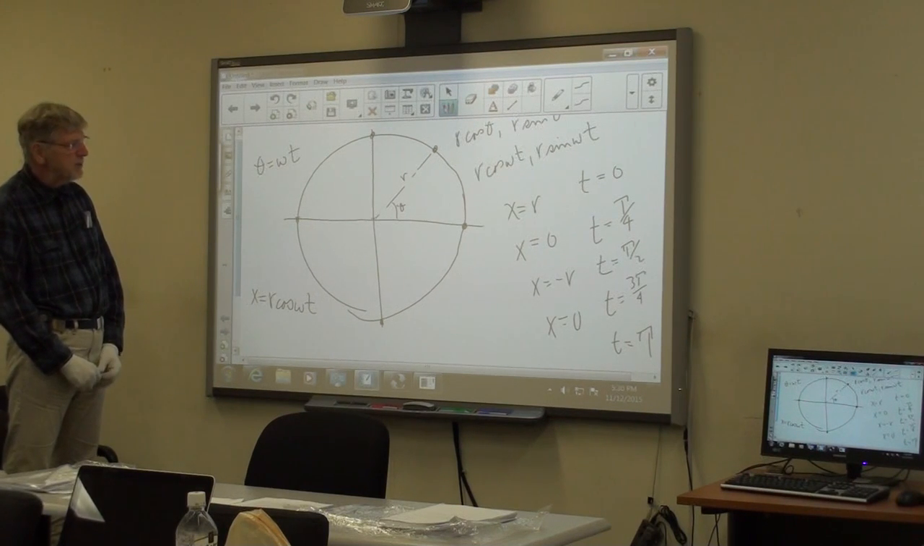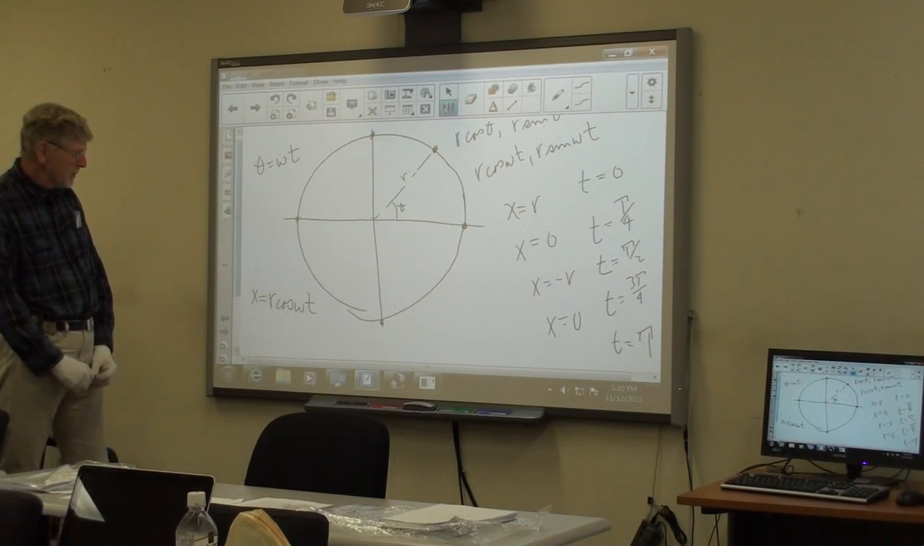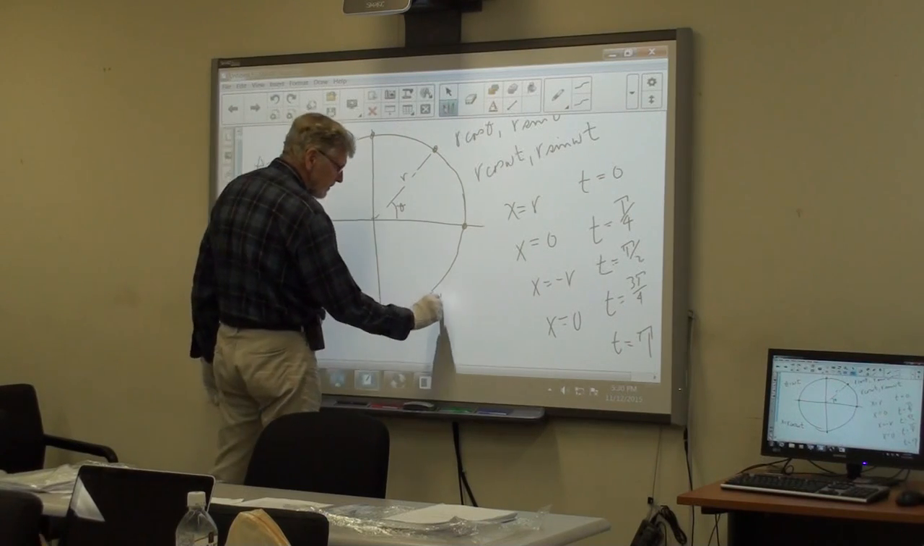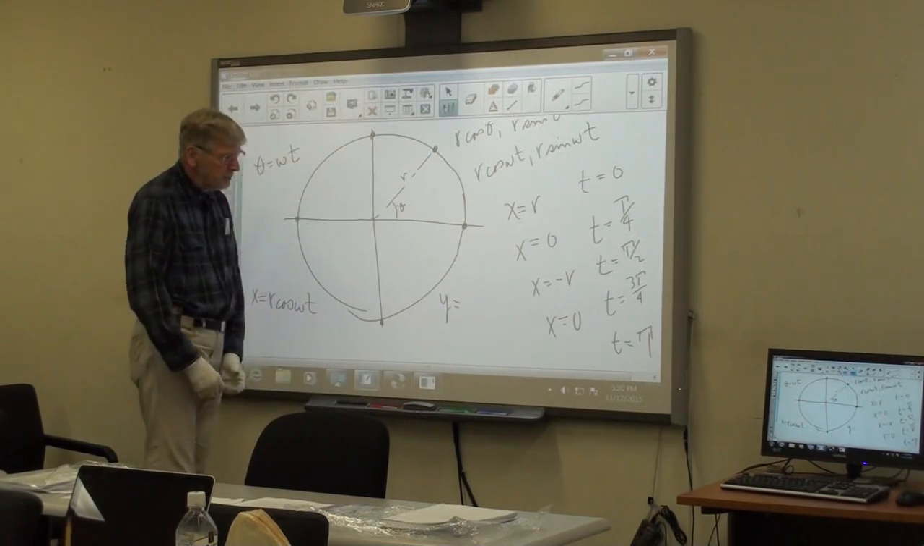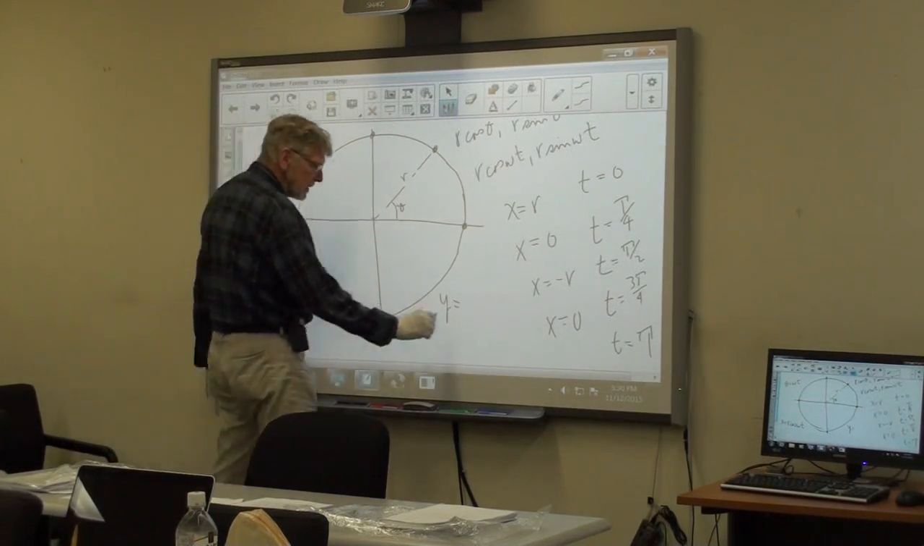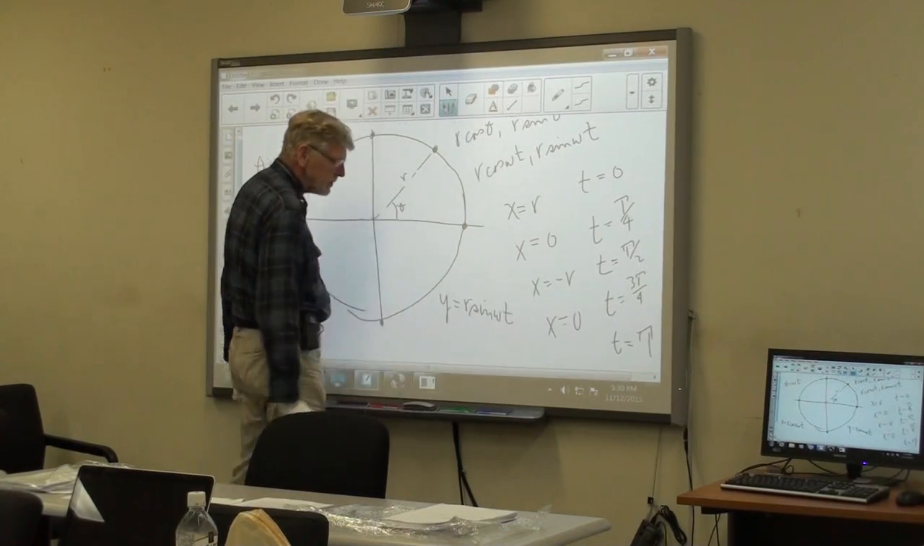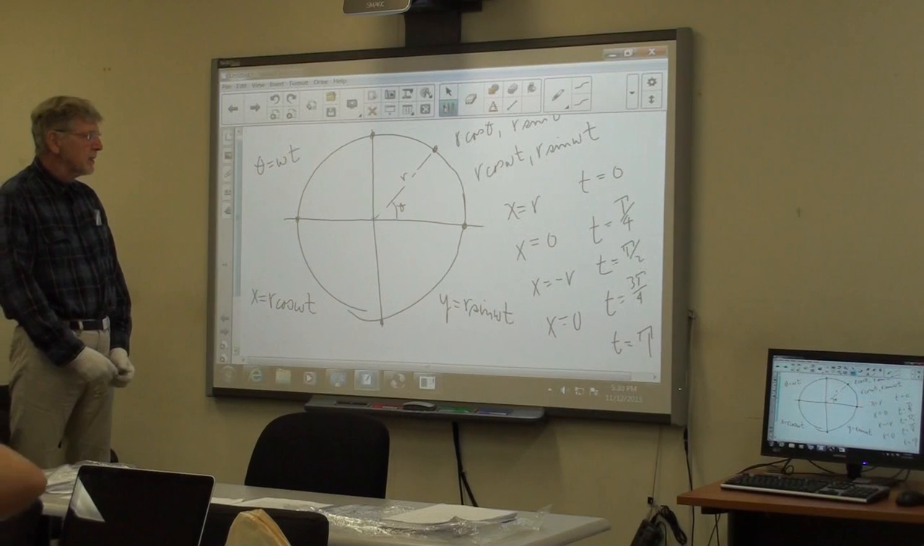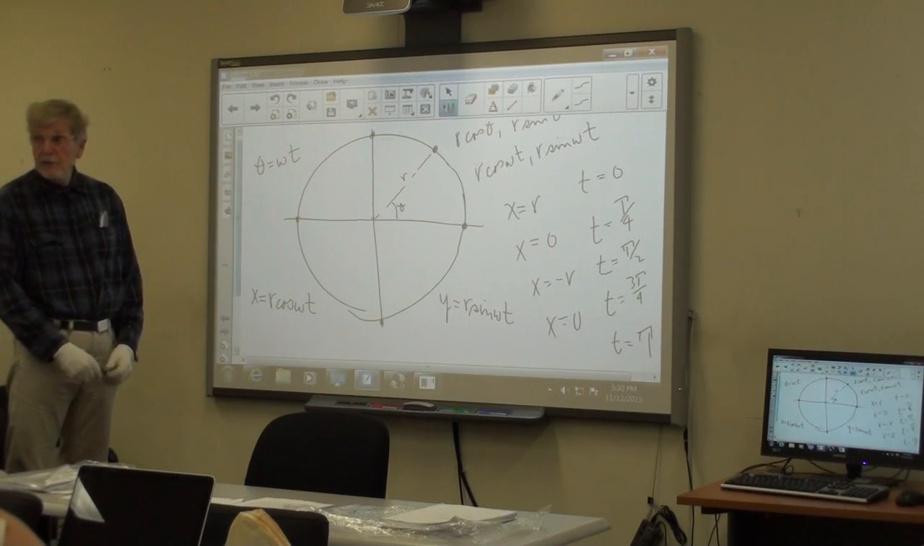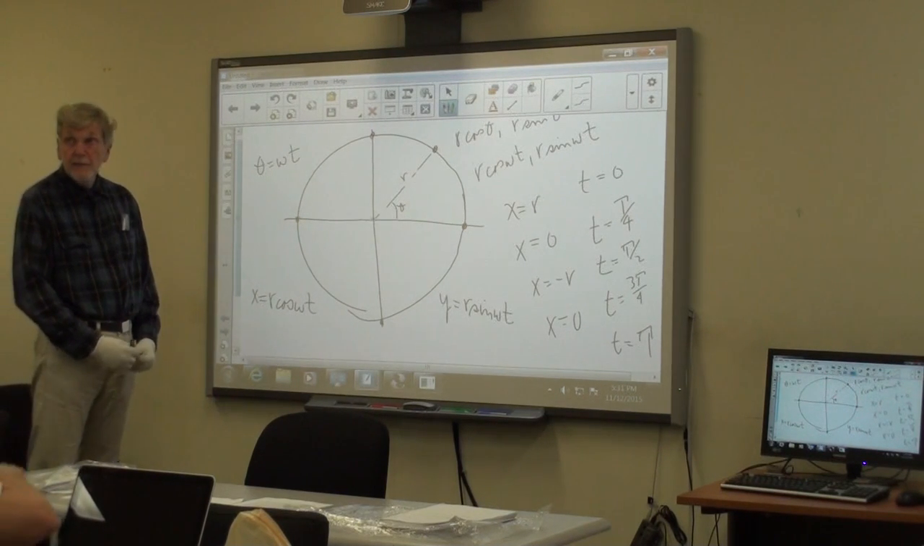Now how about the y position? The y position is going to be given by r sine omega t. So you're now describing circular motion in terms of the radius of the circle and the amount of time that goes by.